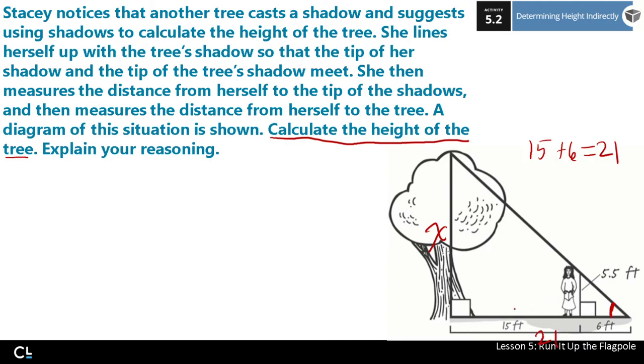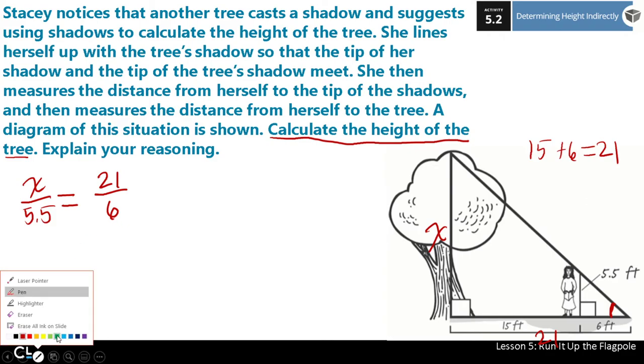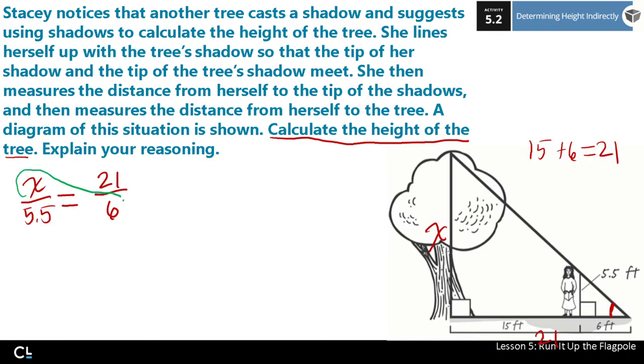Now we could set up our proportion, right? So we go height over height. So height of the tree, x, over height of our person, 5.5. And then, remember, since this is height of the tree, we have to do base of the tree up top. So 21 over base of our person's shadow, which is 6. And once again, cross multiply and solve. So let's cross multiply. We go x times 6. And that's going to give me 6x.